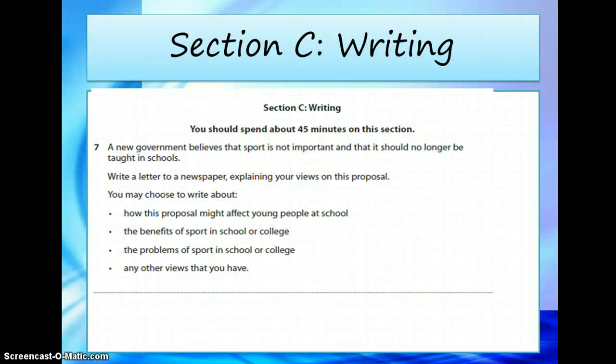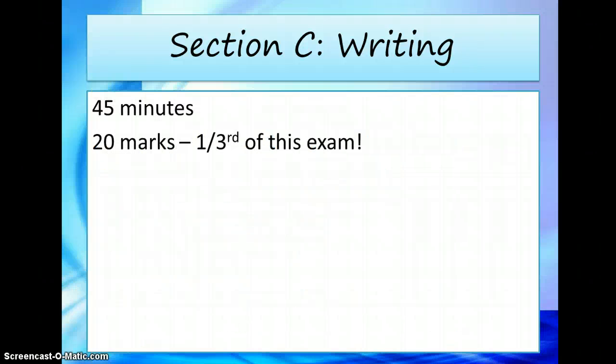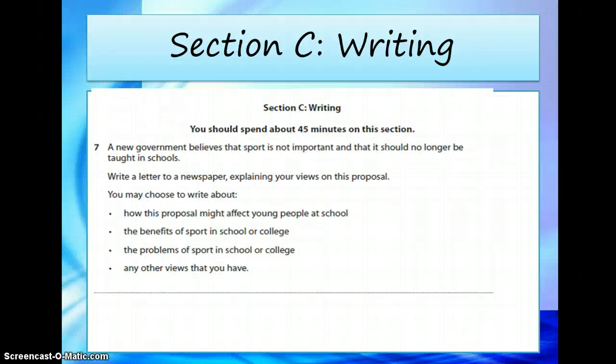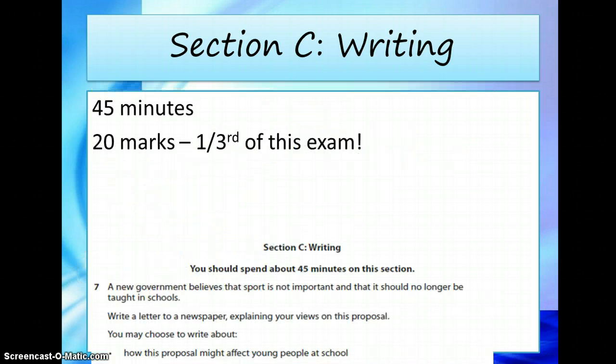All right, section C, that's right, we only have one more section to go. We've got 45 minutes. This is a big one. You only have one writing task. It's worth 20 marks, okay, so it's 1/3 of the exam, so 45 minutes. Look at the question from January. A new government believes that sport is not important and that it should no longer be taught in schools. Write a letter to a newspaper, so you're writing to the editor, explaining your views on this proposal. And then it says you may choose to write about. Ignore that 'may'. They want you to write about these things. So how the proposal might affect young people, benefits, problems. It's really nice. That sets up your answer for you.